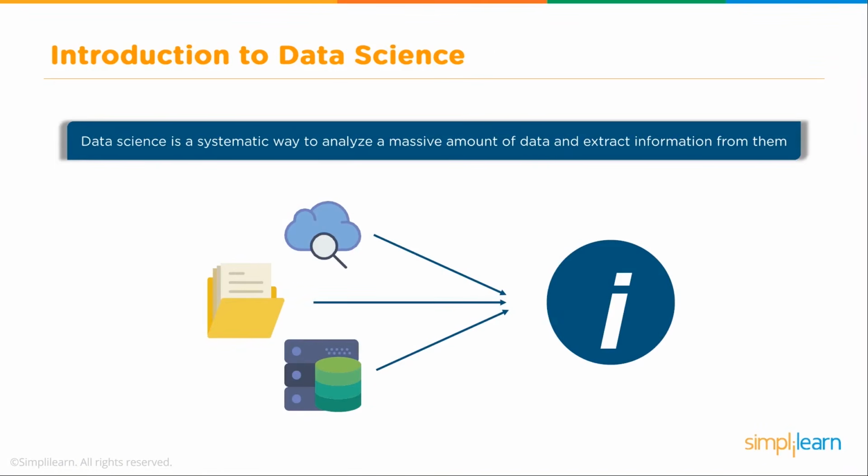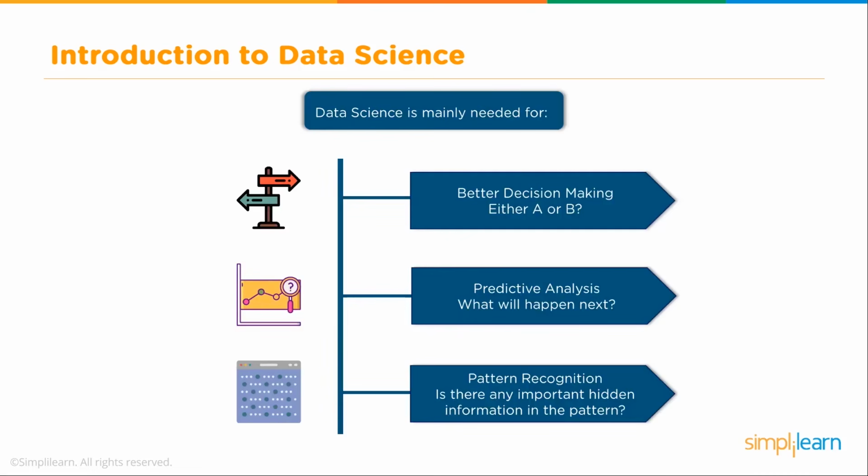Data science is a systematic way to analyze a massive amount of data and extract information from it. And you can see here a couple examples of pulling information from the cloud, from files on computers or saved documents, from databases, and we want to reduce that down to some form of information we can actually use. So we look at the data science is mainly needed for better decision making, either A or B.